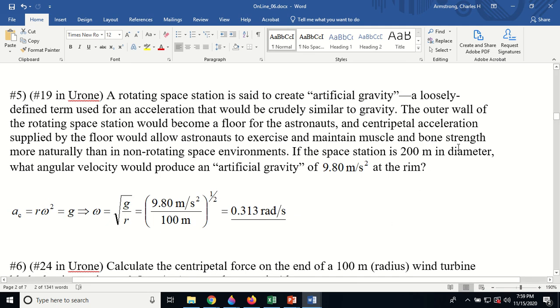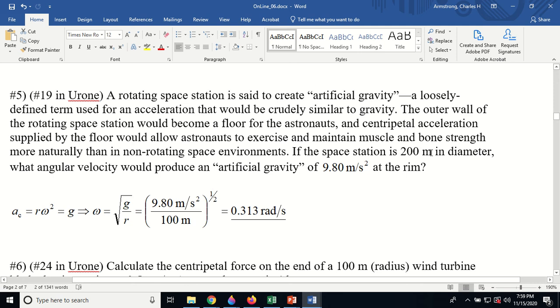Anyway, the outer wall of the rotating space station would become a floor for the astronauts, and the centripetal acceleration supplied by the floor would allow astronauts to exercise and maintain muscle and bone strength. It would feel like you're on the surface of the Earth. That's the whole idea. There've been science fiction books written about these sorts of things up in space and the people trying to live on them. So that might be something that comes, who knows, maybe in your lifetime. All right, more naturally than non-rotating space environments.